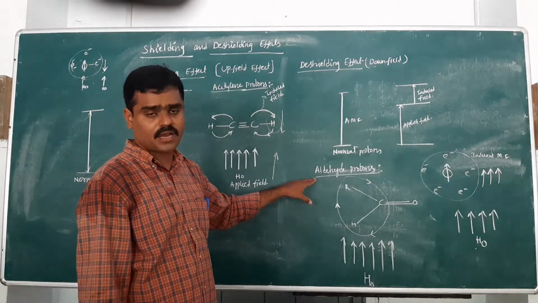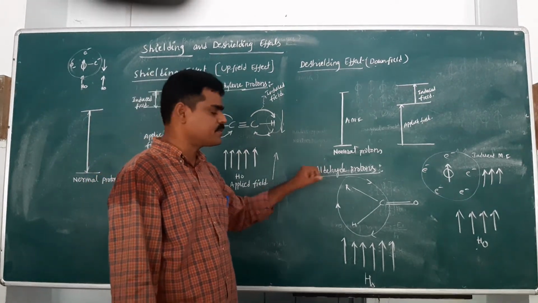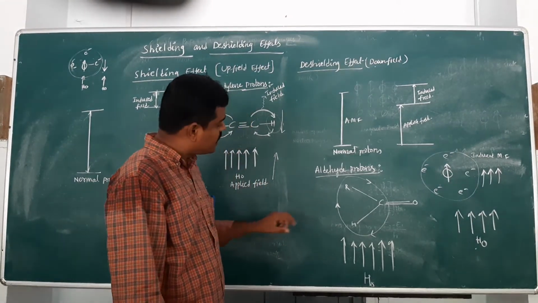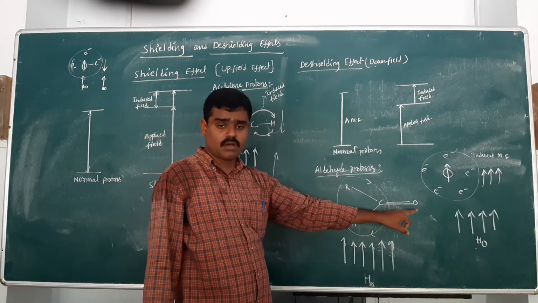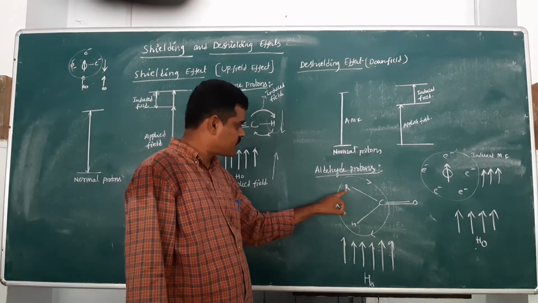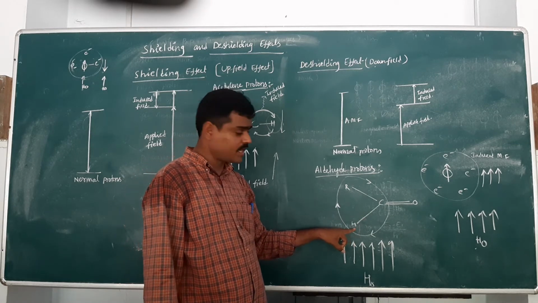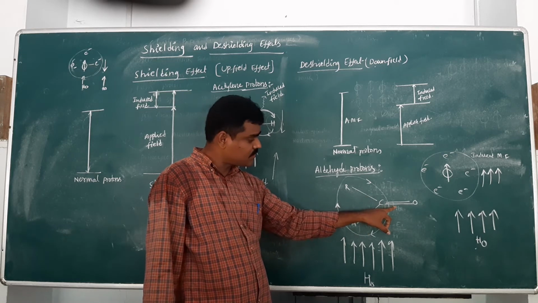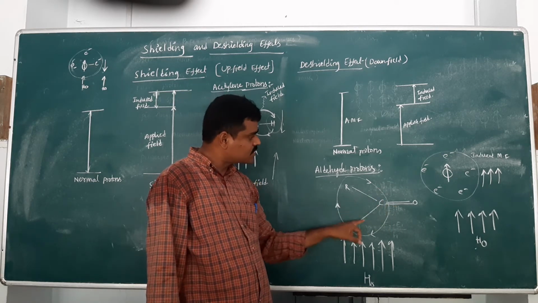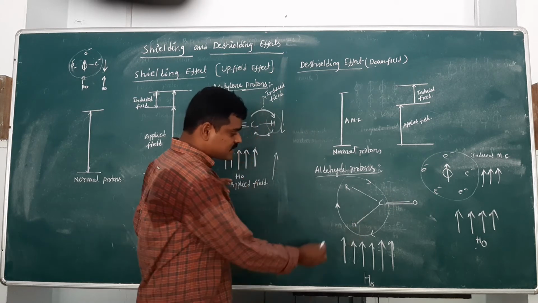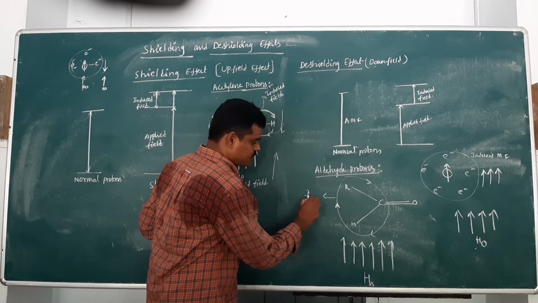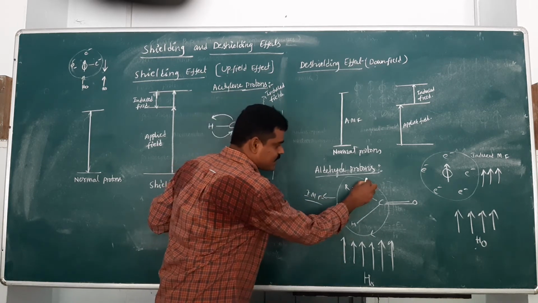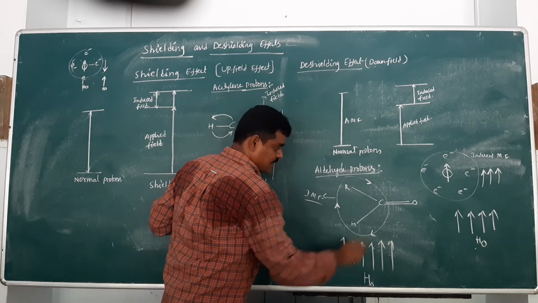aldehyde protons, any aldehyde protons. Aldehyde protons are the best example for the deshielding effect. In an aldehyde, you have the carbonyl oxygen, C double bond O, and one alkyl group and one hydrogen. This aldehyde proton is surrounded by electrons. These electrons create the secondary, induced magnetic field, which has a direction like this.